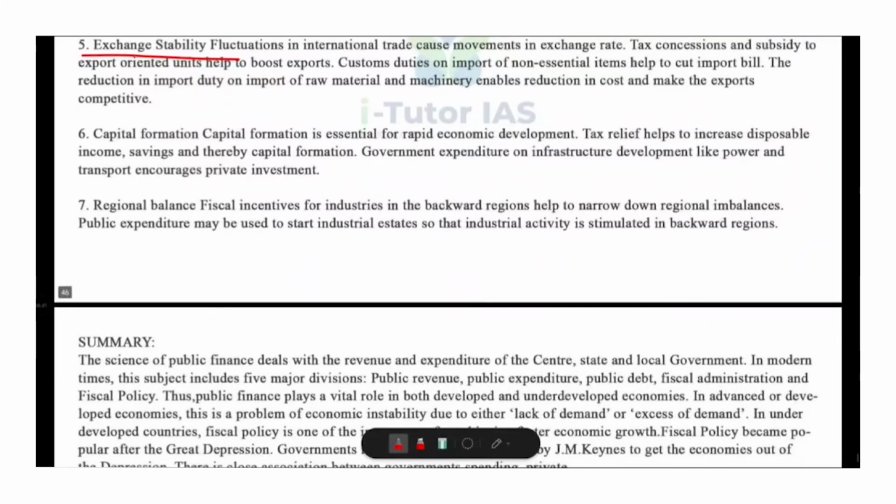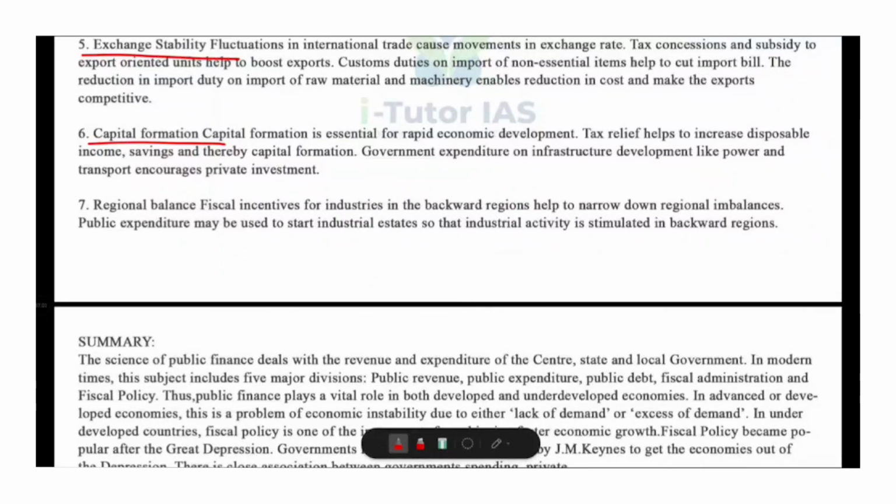Then capital formation, and the goal is to increase savings, then investment and then capital formation. How fiscal policy helps? Yes, tax relief increases people's disposable income and therefore there is more savings. Government invests in infrastructure, therefore it attracts private investment. So capital formation is equal to foundation for development.